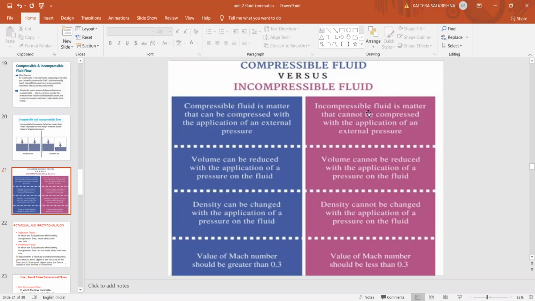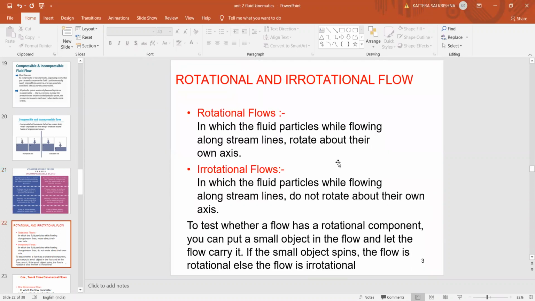So next, we have rotational and irrotational flows. The word itself tells us rotational, nothing but rotating. Rotational flow is that type of flow in which the fluid particles, while flowing along the streamline, rotate about their own axis. That type of fluid flow is called rotational flow.